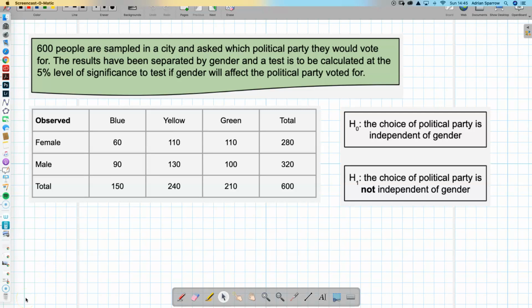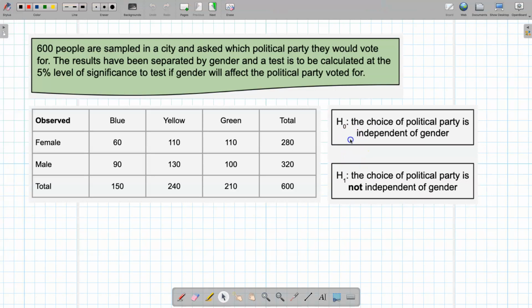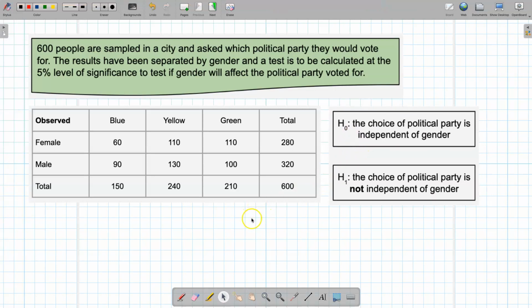This is a chi-squared test of independence. What we're going to do is do the whole of this using a graphic display calculator, a Casio graphic display calculator, right from start to finish, right from choosing the hypothesis to finishing with a conclusion.